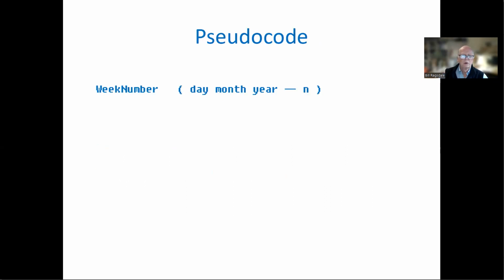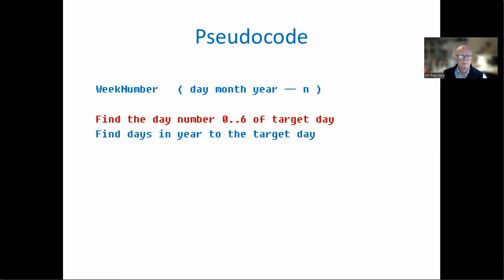Here's the pseudocode for determining the week number. We start with the day, month, and year, and we want to end up with N, which is the week number. So first we find the day number of the target day. Imagine that we're doing July 4th, 1776. We want to know that this was a Thursday. So that test gets us to the number for Thursday, which of course is a 4.